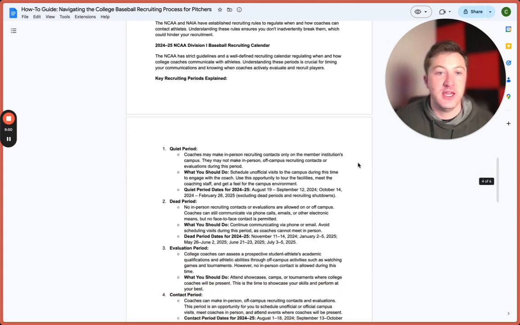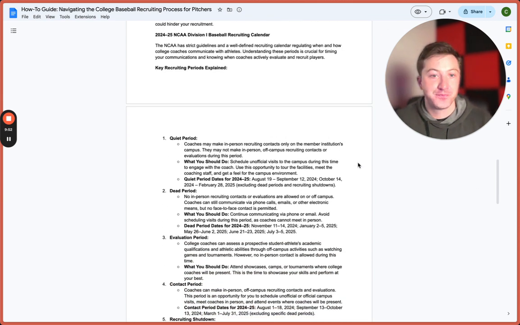So the key recruiting periods that you need to know are the quiet periods. During these periods, coaches can make in-person recruiting contacts only on their membership institution's campus. So they can only talk to you when you are on campus. They cannot make in-person and off-campus recruiting contacts and evaluations during this period.